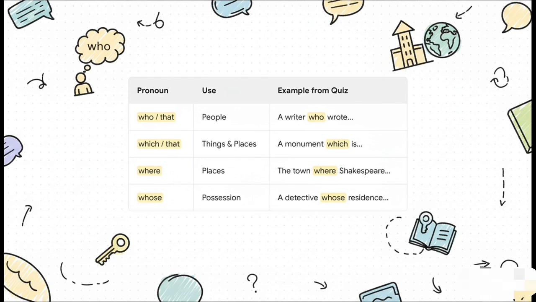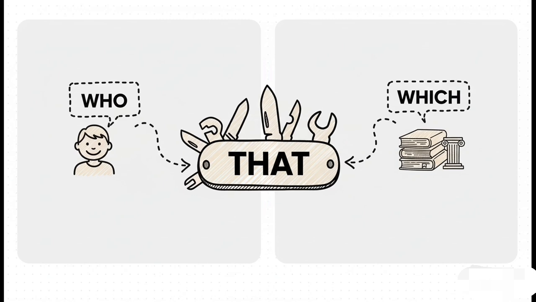Simple, right? Now, let's talk about a real chameleon of a word, that. Think of it like a multi-tool. A lot of the time, you can use that instead of who when you're talking about people, or instead of which for things. So saying a writer that wrote plays, or a monument that is old, that's also 100% correct.